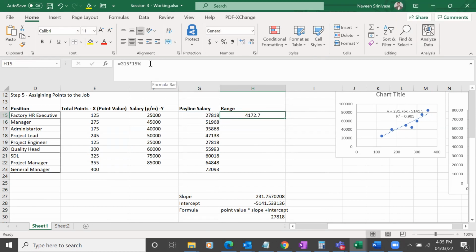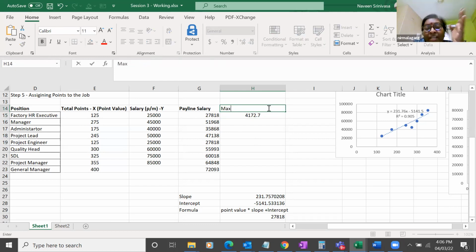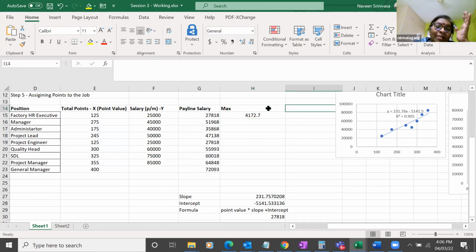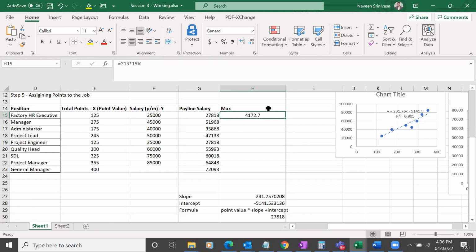You want to calculate the minimum and maximum? Let me repeat it. If 27818 is the midpoint, you are adding plus 15% and making it max. You are minusing 15% and making it min. That's it. So that I don't first do minimum and then do maximum. So make it as min.